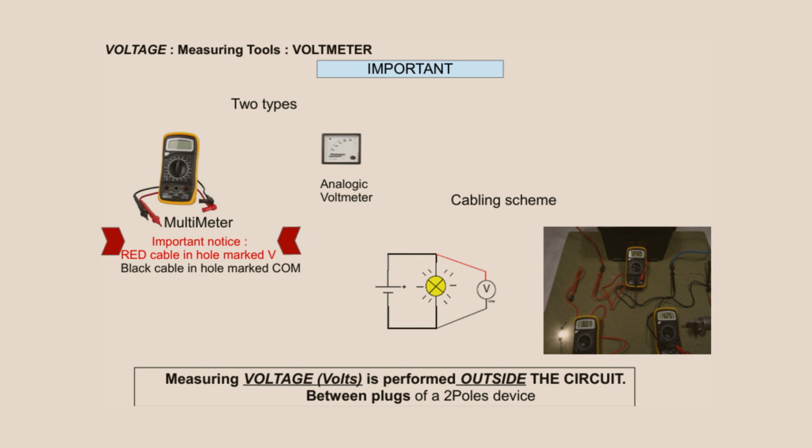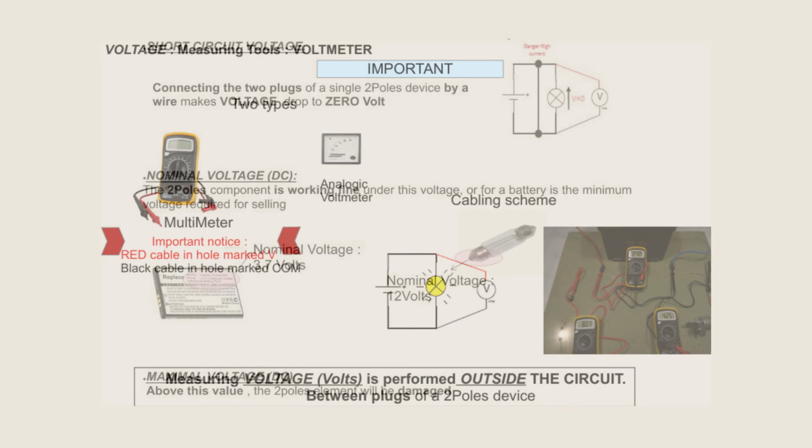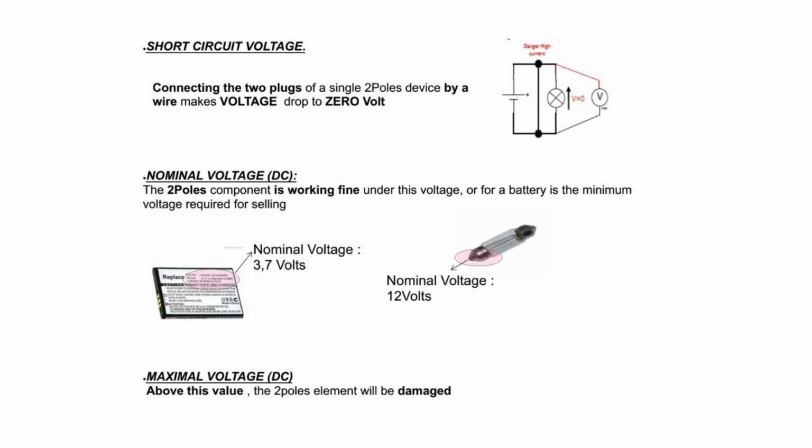Now we move on to voltage, and the measuring tool is the voltmeter. There are two types of voltmeter, which are multimeter and analogic voltmeter. Important notice: red cable in the hole marked V and black cable in the hole marked COM. Note that measuring voltage is performed outside the circuit between plugs of a two-pole device. Short circuit voltage. Connecting the two plugs of a single two-pole device by a wire makes voltage drop to 0 volt.